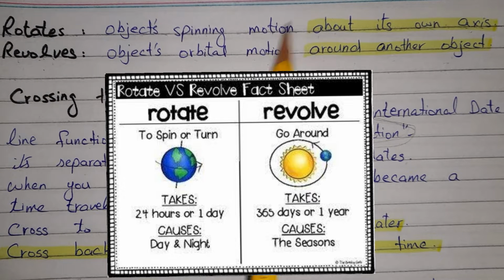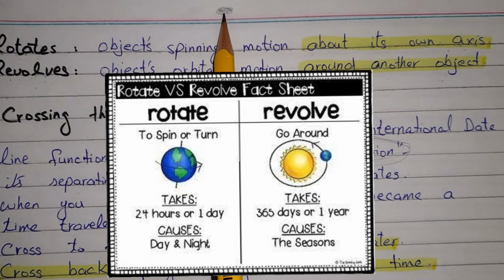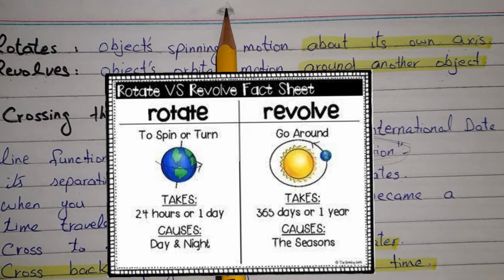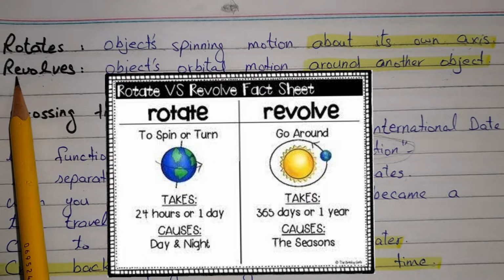An object's spinning motion about its own axis is called rotation. For example, here is an object and it's moving on its own axis. On the basis of that motion, we can see day and night. So that means rotating. And what is the meaning of revolves?